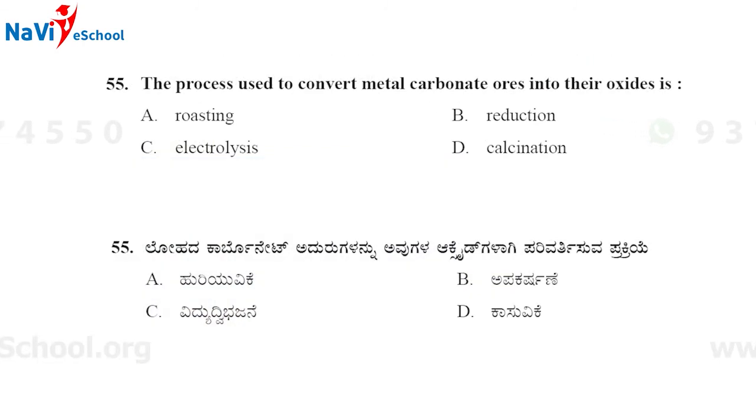Next, question number 55. The process used to convert metal carbonate ores into their oxides is option A roasting, option B reduction, option C electrolysis, option D calcination. See here, children, we are converting the metal carbonate ore into its oxide, and that process we call calcination, isn't it? That's why option D is our answer.